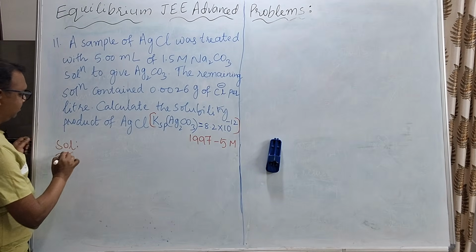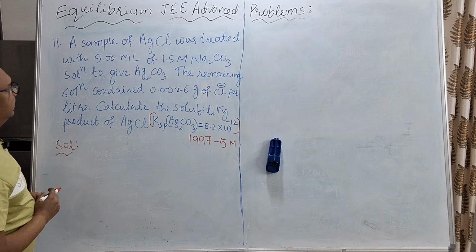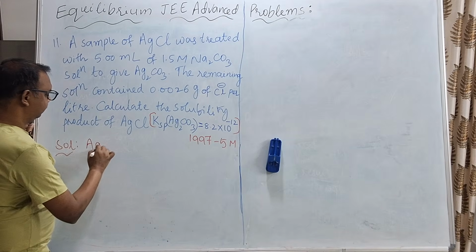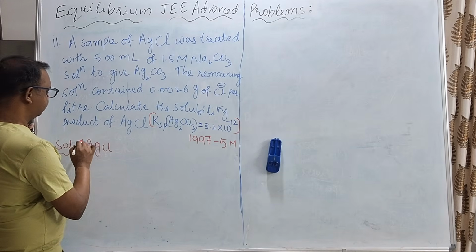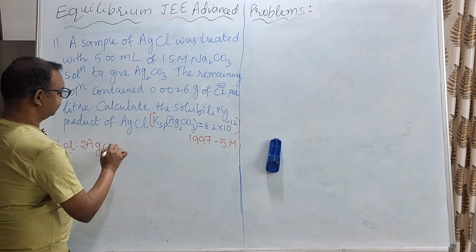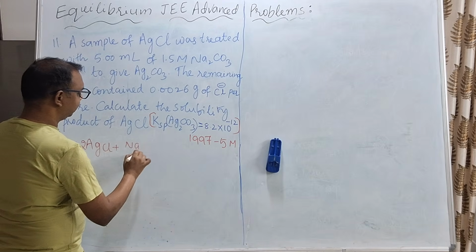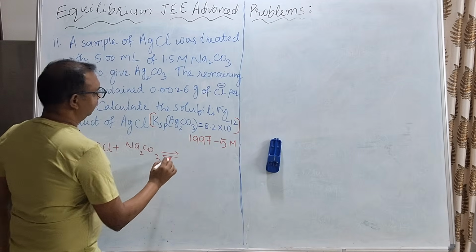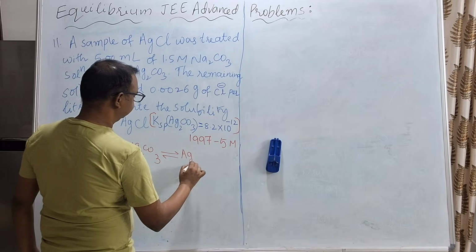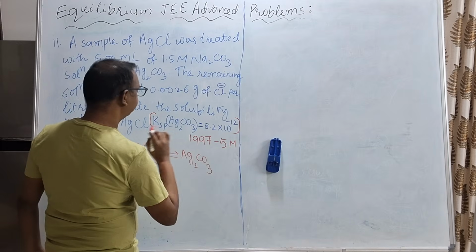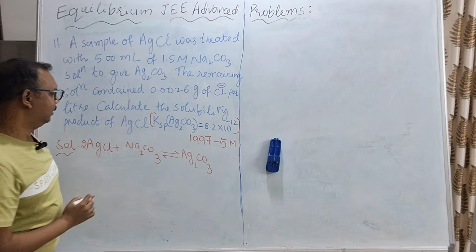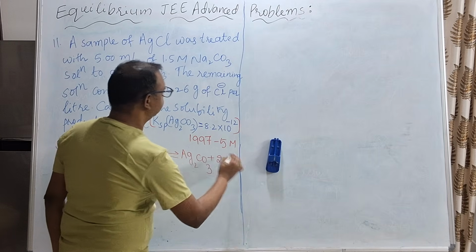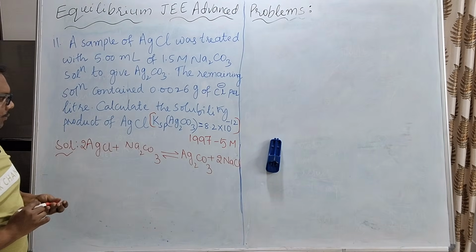Solution for this. See, the reaction here has taken place between what and what? 2 AgCl plus Na2CO3 gives Ag2CO3 plus 2 NaCl. This is the overall reaction for the given process. We can see that. Okay, alright.